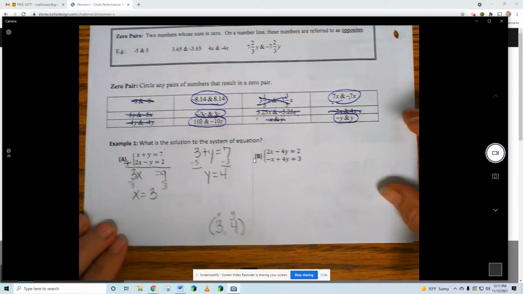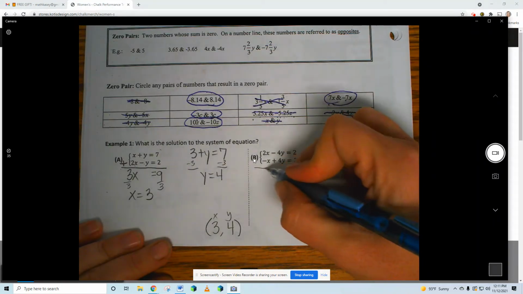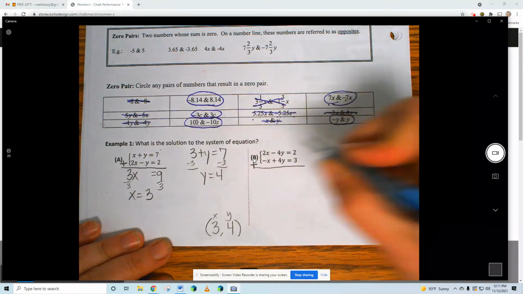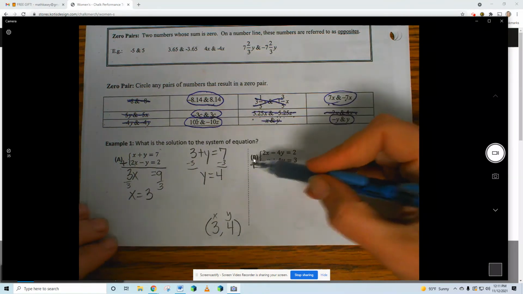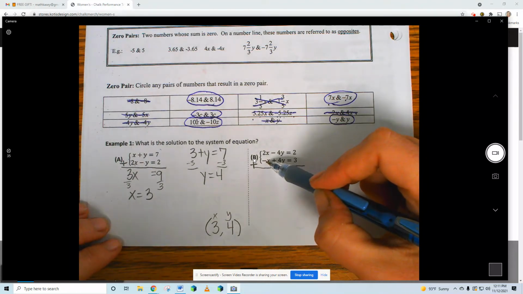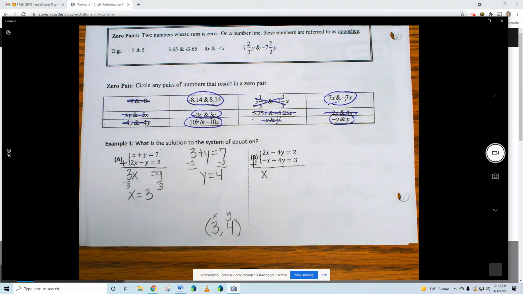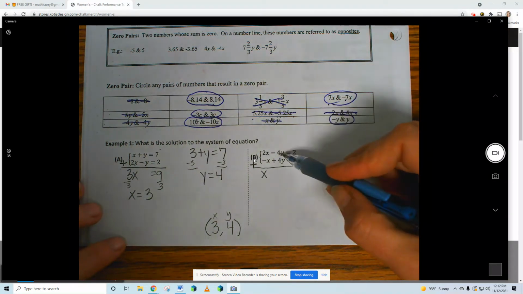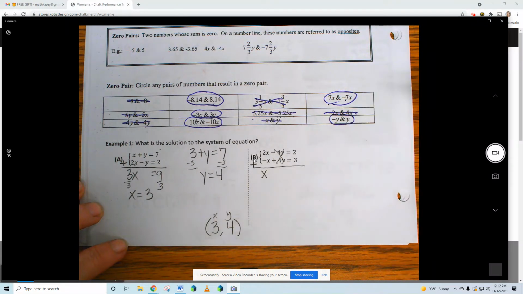All right, let's do B. I'm going to follow my same steps, 1, 2, 3, and 4. I want there to be a 0 pair. So I'll draw my line and a big plus sign. I'm adding straight down. 2x plus negative 1x is x. Negative 4y plus positive 4y, they cancel. That's my 0 pair. The equal sign drops down, please.